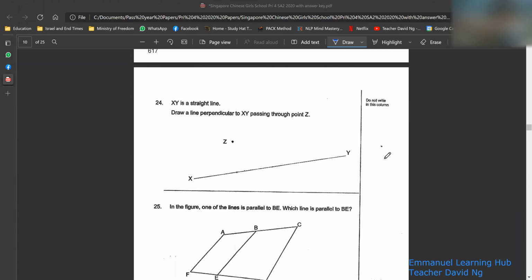XY is a straight line. Draw a line perpendicular to XY passing through point Z. What must you do? Where must you draw? You understand the meaning of perpendicular? Can you explain to me what it means when I say that a line is perpendicular to another line? Not necessarily go through. Like a right angle. Yes, right angle is the key word.